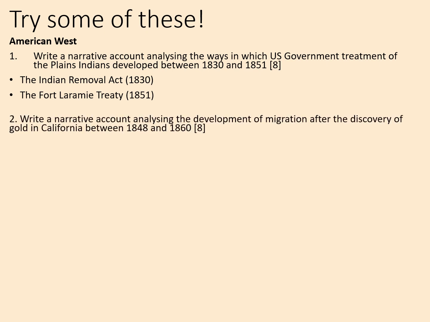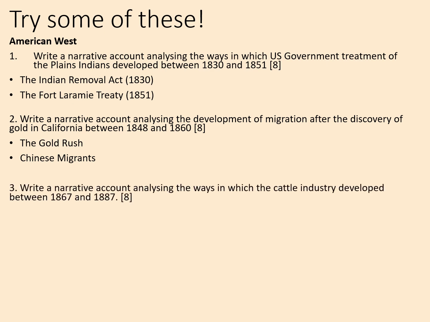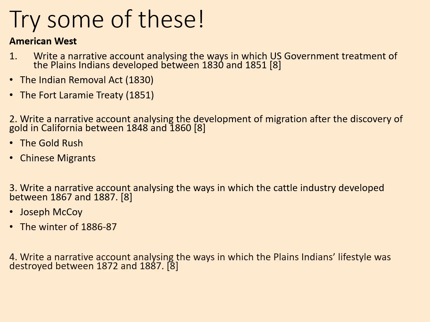Two. Write a narrative account analysing the development of migration after the discovery of gold in California between 1848 and 1860, the gold rush and Chinese migrants. Three. Write a narrative account analysing the ways in which the cattle industry developed between 1867 and 1887. Personally, I think it's reasonably unusual that they would give you this wide a date range, but it could happen with something like the cattle industry. Stimulus points are Joseph McCoy and the winter of 1886 to 87.